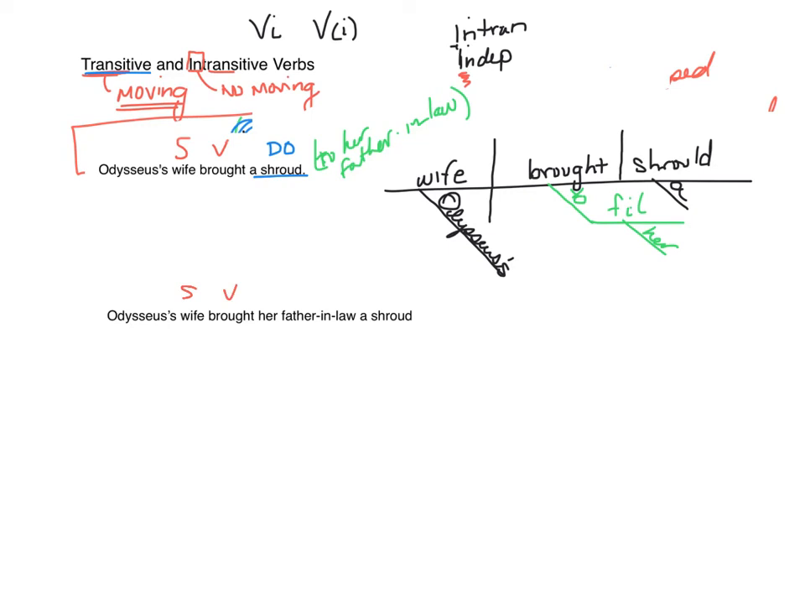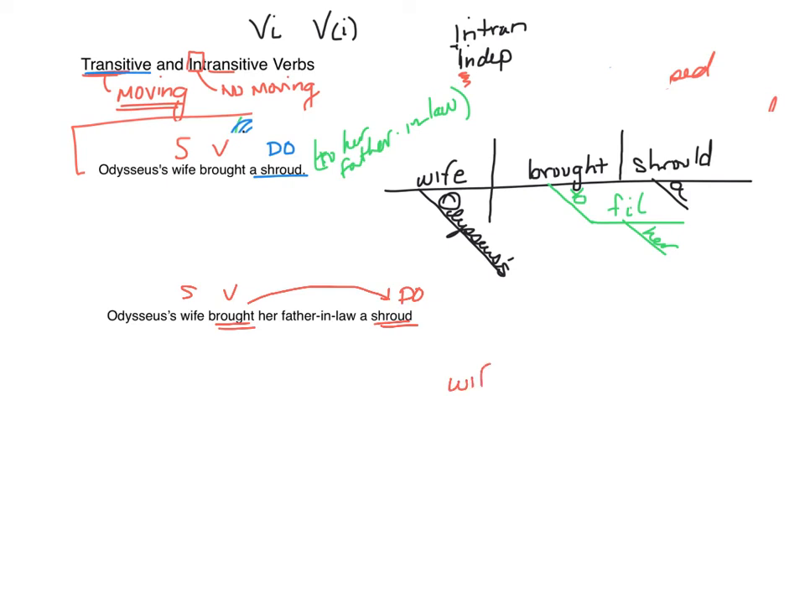Is brought complete on its own? Is it a transitive verb? If you walk up to somebody and say, "wife brought." Well, we already answered no. Then my next question is, what is the object that is directly getting brought? Well, that means we're going to skip back here to shroud. That is the thing that is directly finishing the action, which is why it's called a direct object.